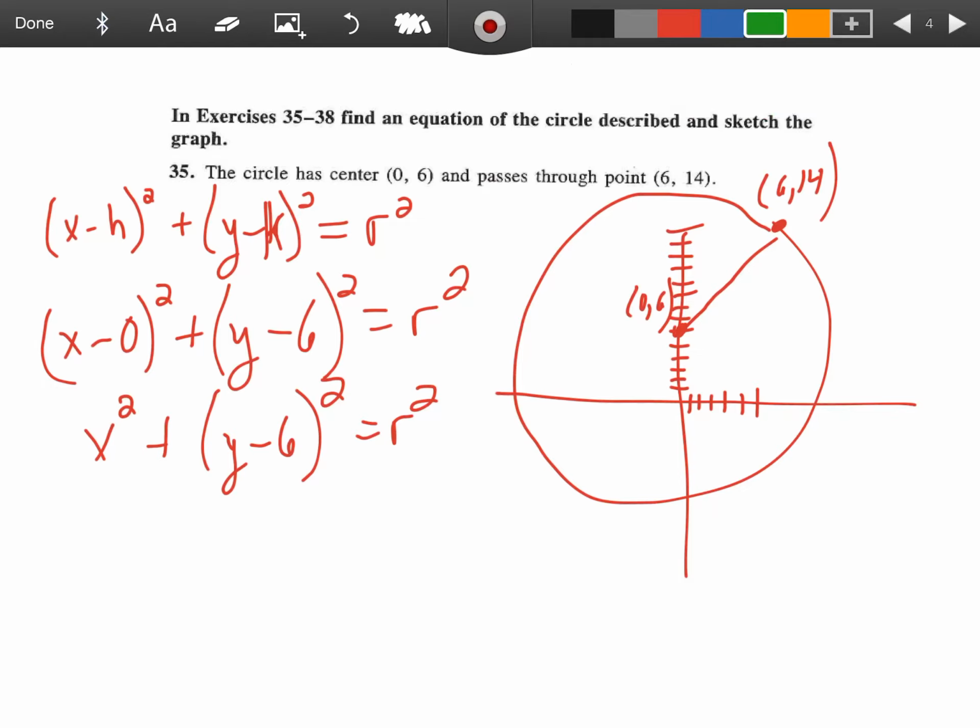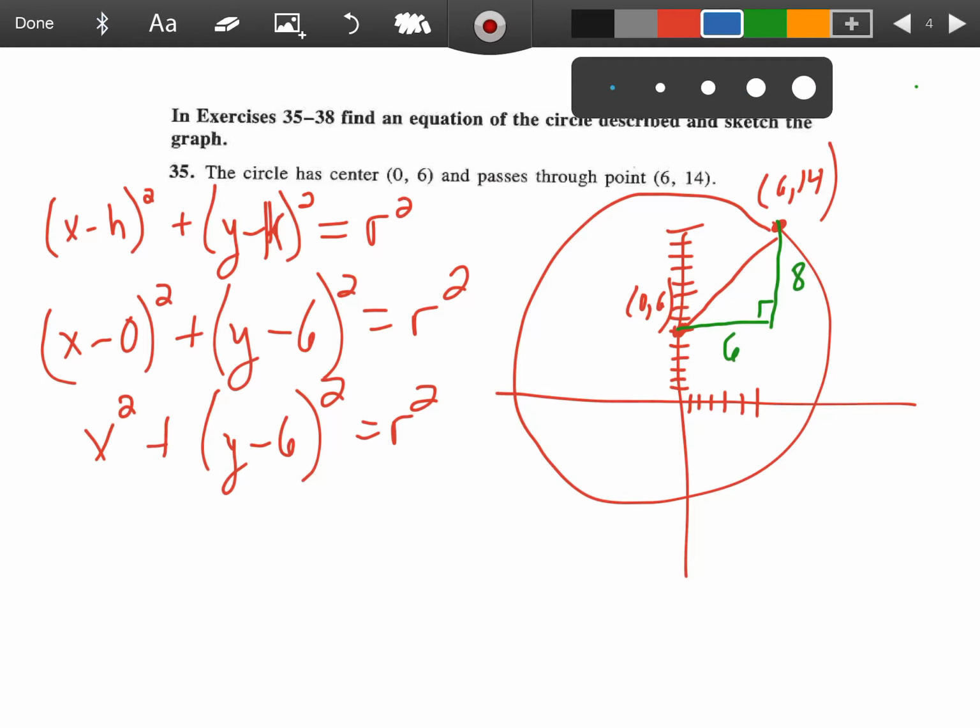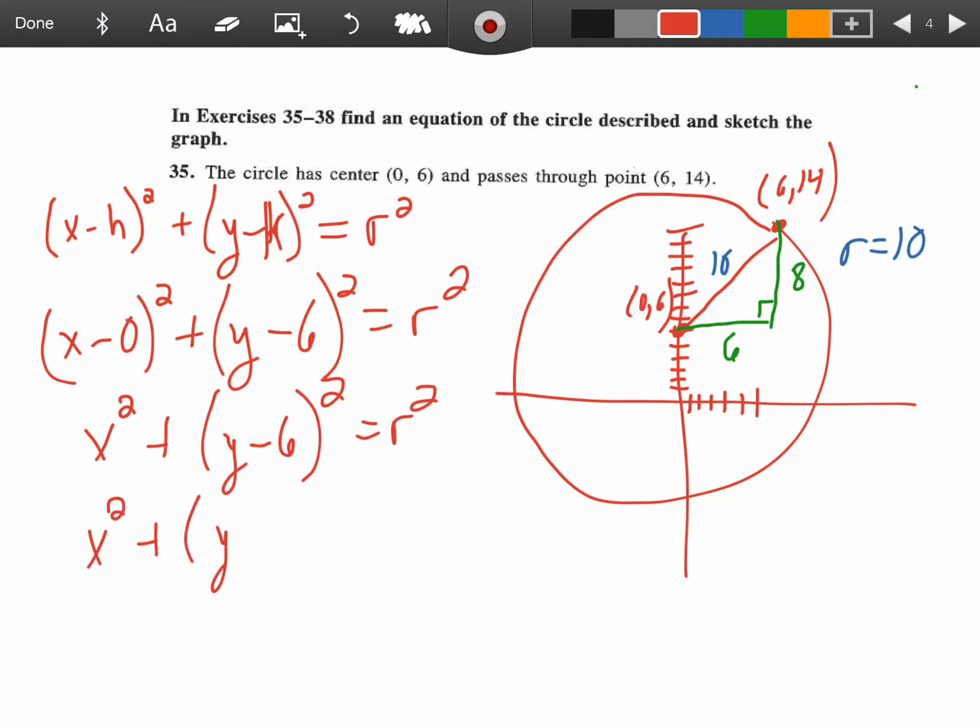All right, and now let's use the distance formula to find what that radius is. So I'm going to draw my right triangle. What distance do I travel in the horizontal direction? I go from 0 to 6. That distance is 6. And then in the vertical direction, I go from 6 to 14. That distance is 8. I can clearly see this is a 6, 8, 10 triangle. So my radius must be equal to 10. So I have x squared plus y minus 6 squared is equal to 10 squared, which is 100.